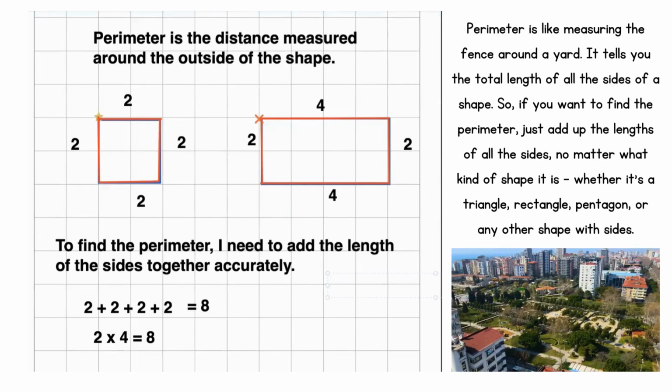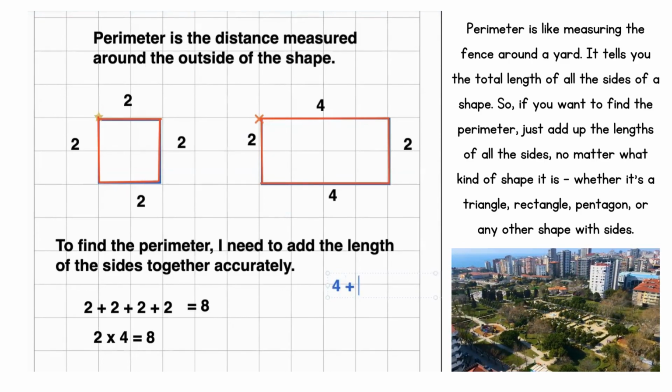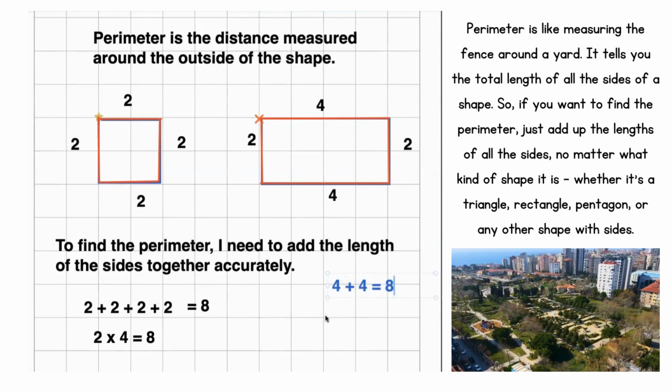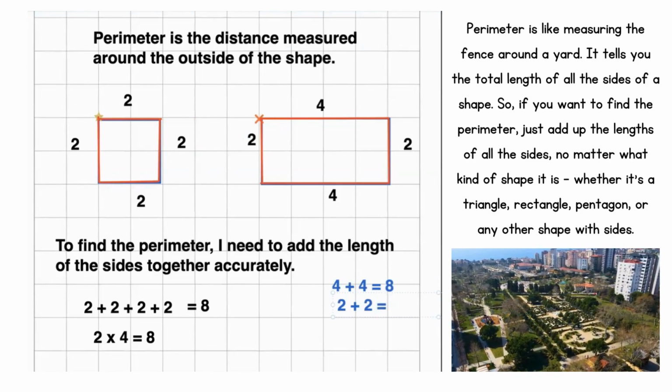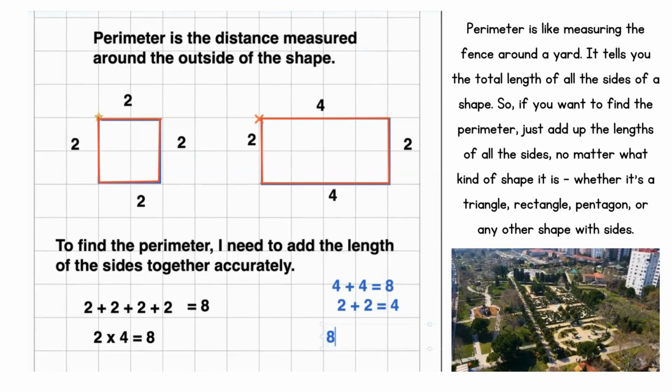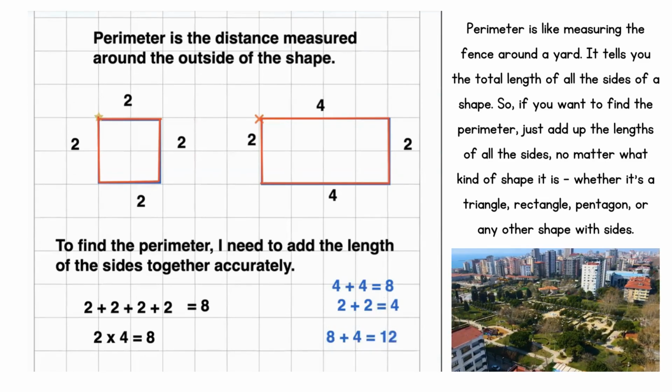So let's do some adding. What is 4 plus 4? That's 8. And then we have the other side, which is 2 plus 2, and that is 4. And then we add them together, 8 plus 4 equals 12.